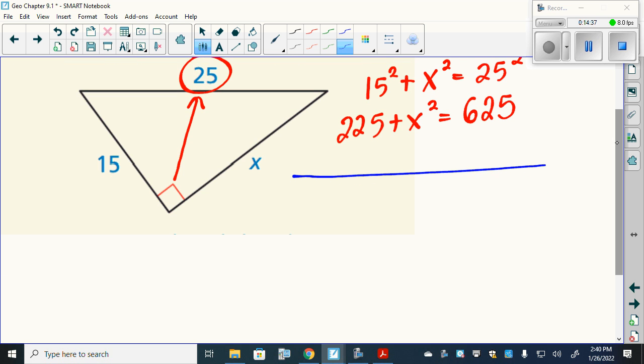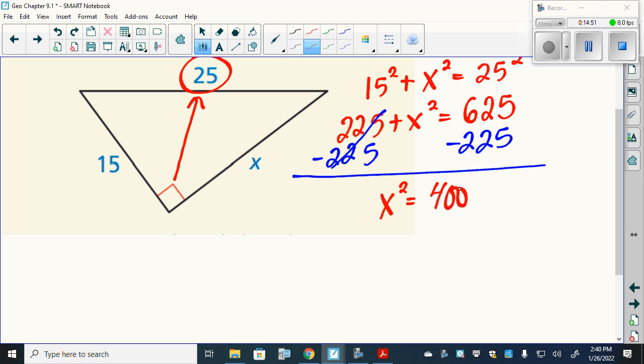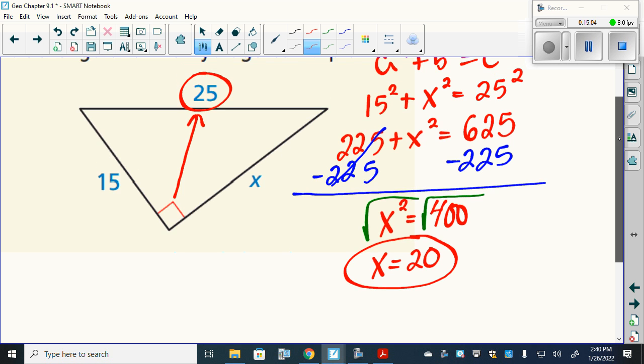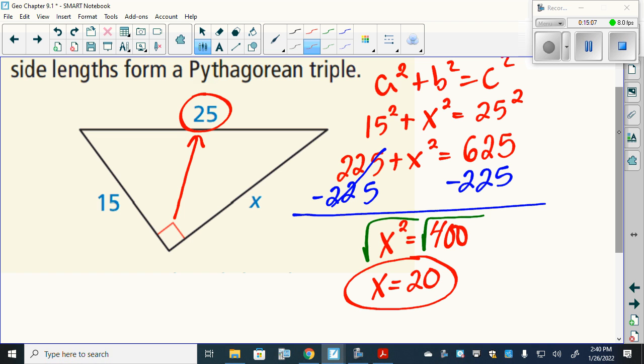And then we would subtract 225 from 625, subtract it from both sides, because these would cancel, telling me that x squared is 400. So is this a Pythagorean triple? Yes.